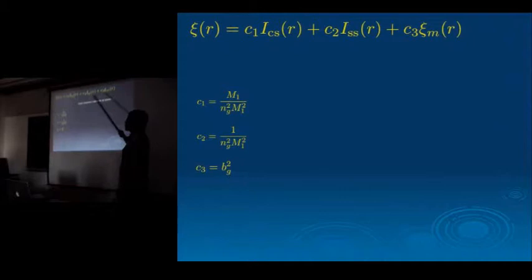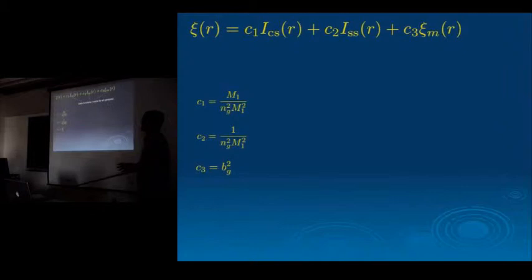The general trend for the coefficients is that when you increase the halo mass scale of the sample, the first coefficient will increase rapidly, since it scales with the mass scale M1. The second coefficient just stays almost constant, and does not change too much. And the third one changes slowly.